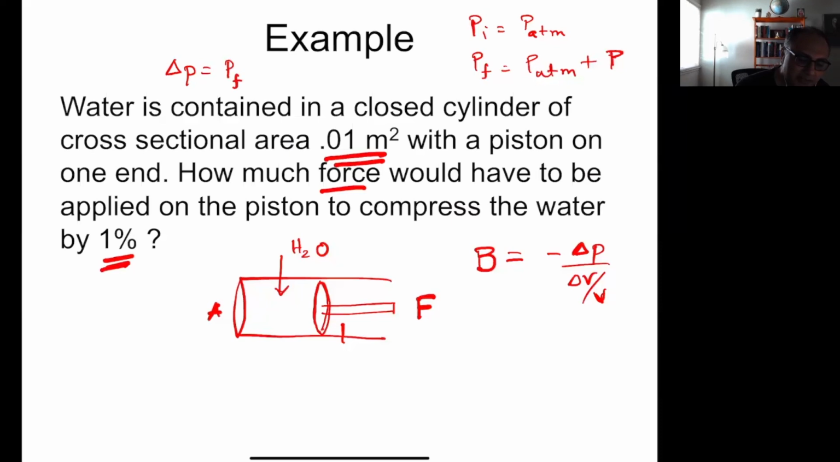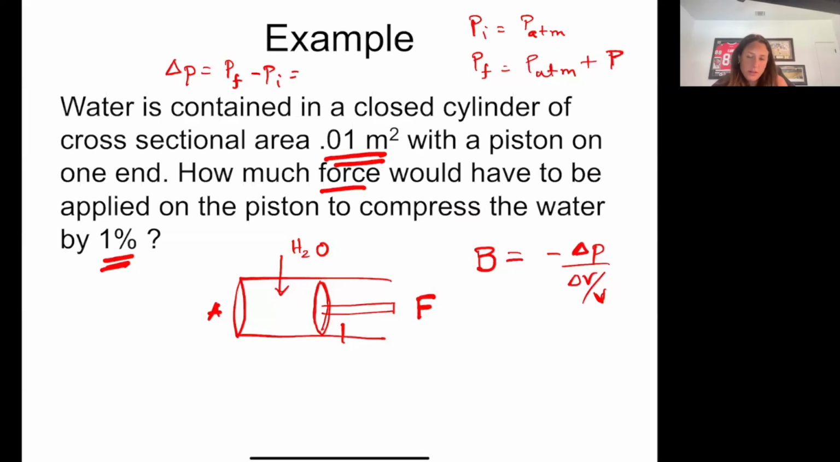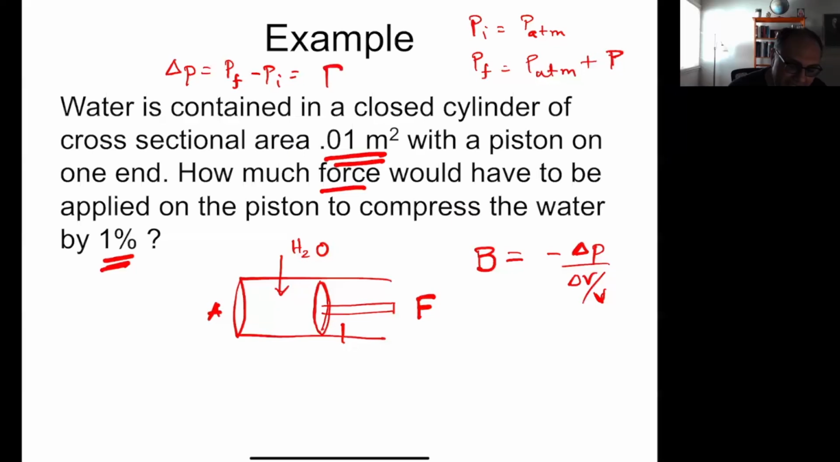Can somebody work that out for me? P final minus P initial, what does that come to? Just looking at P initial and P final, you just get P. Yes, you just get P. Very good. So delta P is just P applied. I'll just call this P applied. That's the pressure applied by you by pushing on the piston. So we figured out the delta P part. It's the change in pressure, so that's just the pressure applied by you.